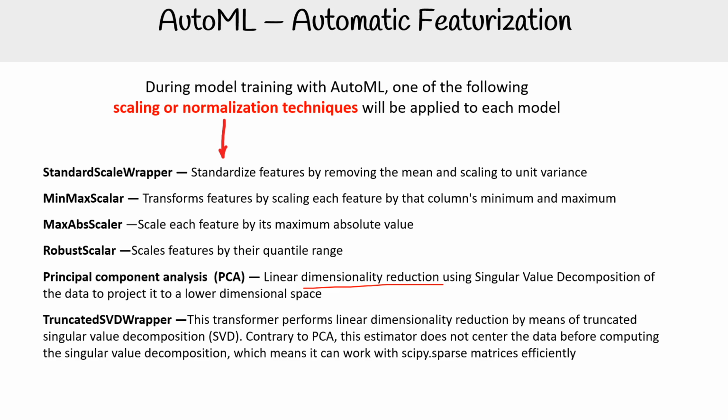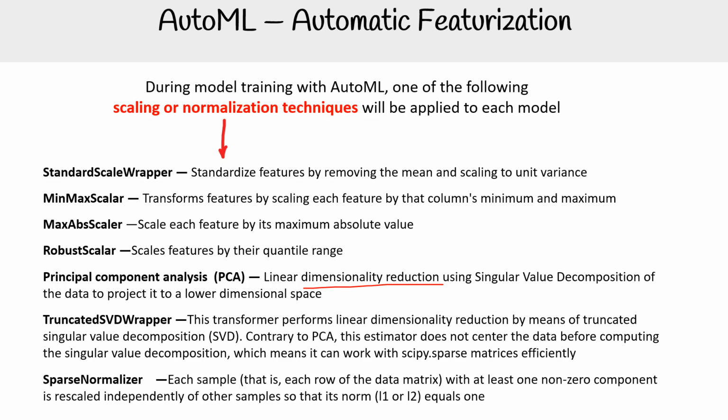Then you have TruncatedSVDWrapper. This transformer performs linear dimensionality reduction by means of truncated singular value decomposition. Contrary to PCA, the estimator does not center the data before computing the singular value decomposition, which means it can work with SciPy sparse matrices efficiently.